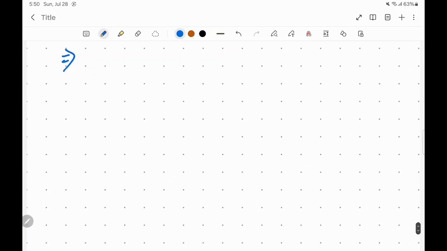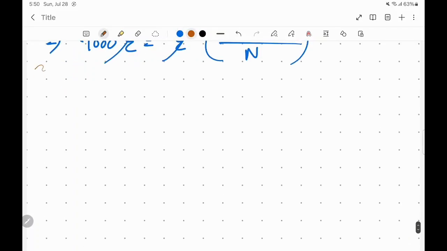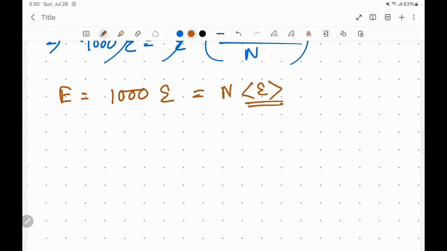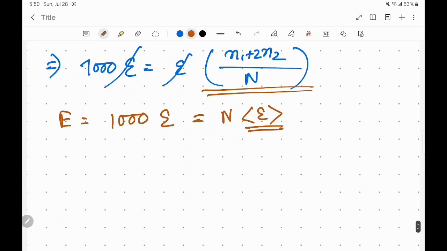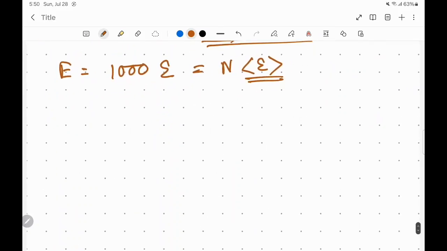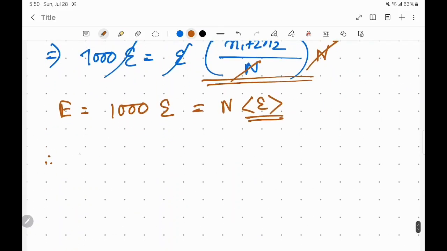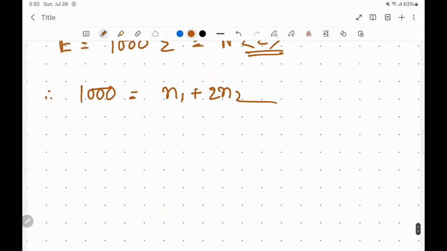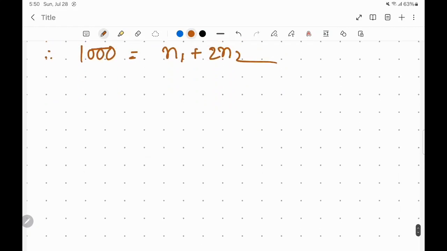Let me write it again clearly. This capital E is given like this, and these values we have figured out. The N will be cancelled out. So essentially we have the equation that 1000 is equal to N1 plus 2N2. From here we have to find out what N1 and N2 are. Now how can we find them?